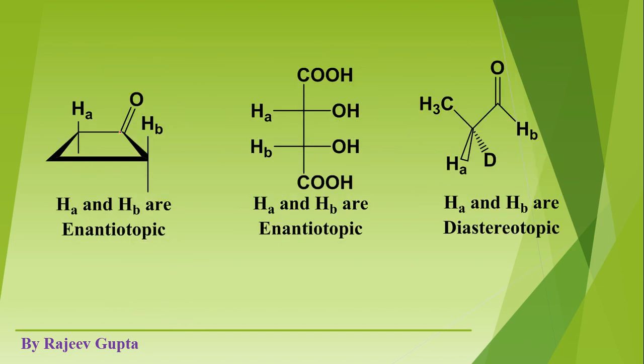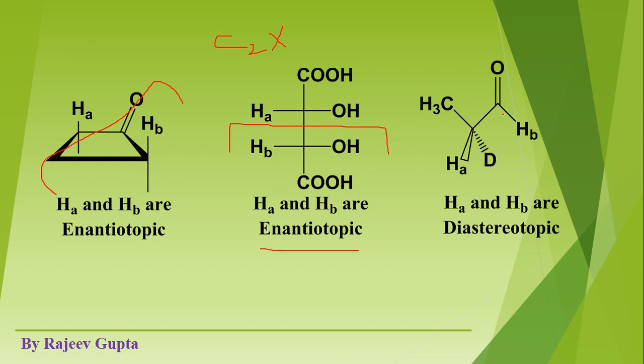Now check in these molecules Ha and Hb. Ha and Hb are enantiotopic because obviously we can see a plane of symmetry here, this plane of symmetry where this half portion is just a mirror image of this second half portion. Now these are enantiotopic because of this plane of symmetry. Okay, in all these molecules C2 is not present. Okay, C2 does not exist. Now this half portion is just a mirror image of this half portion, so these are enantiotopic.